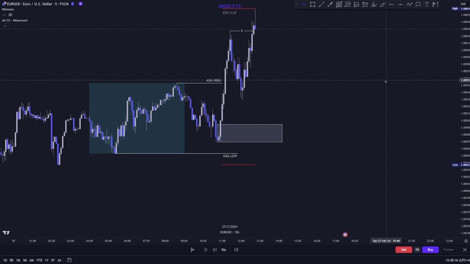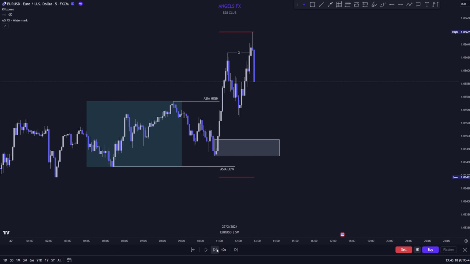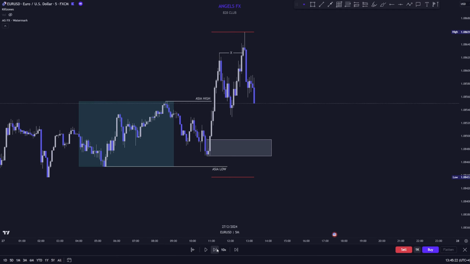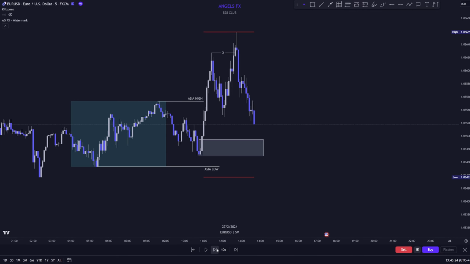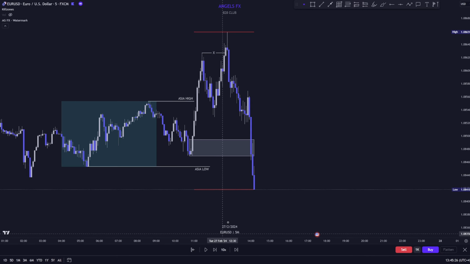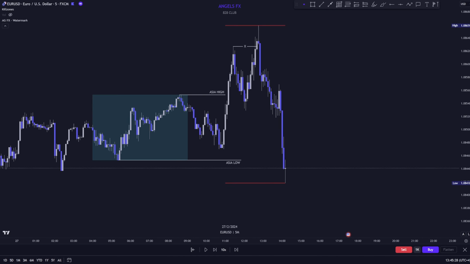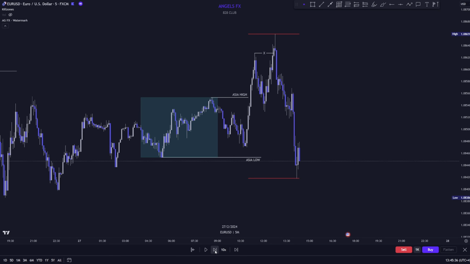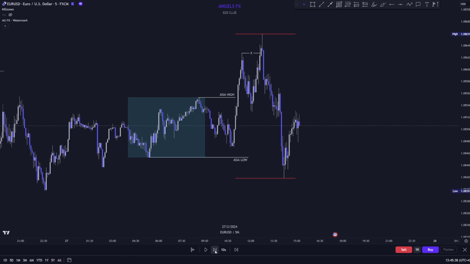Okay, we have a nice rejection, a nice liquidity sweep. Okay, this is our another confluence, and you can see, okay, Asia low got swept. Why? Because once the Asia high is swept, then Asia low gets swept. Okay, all the time, like 80% of the times.